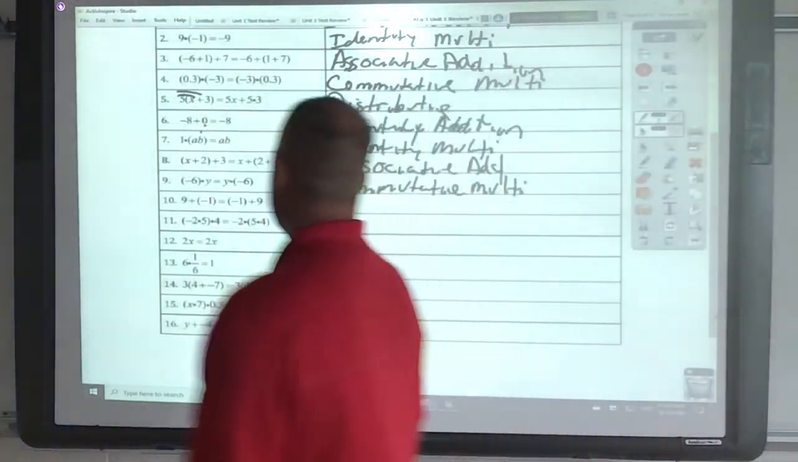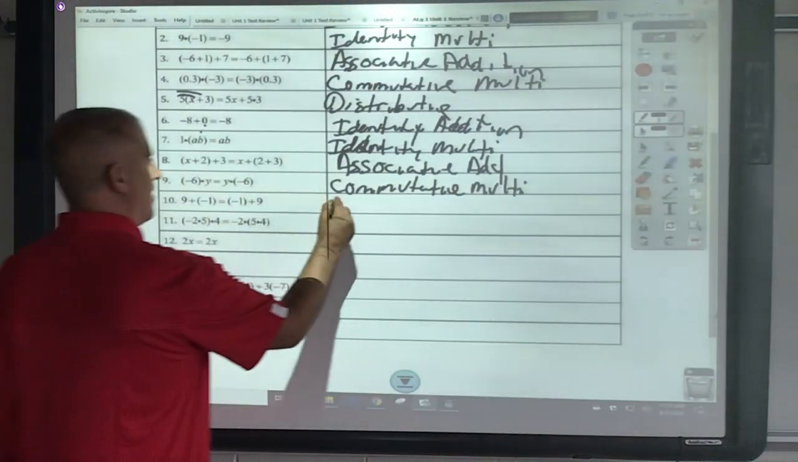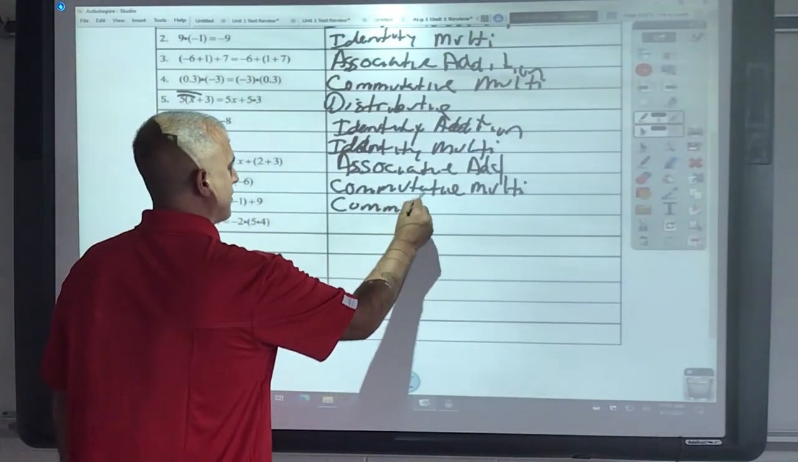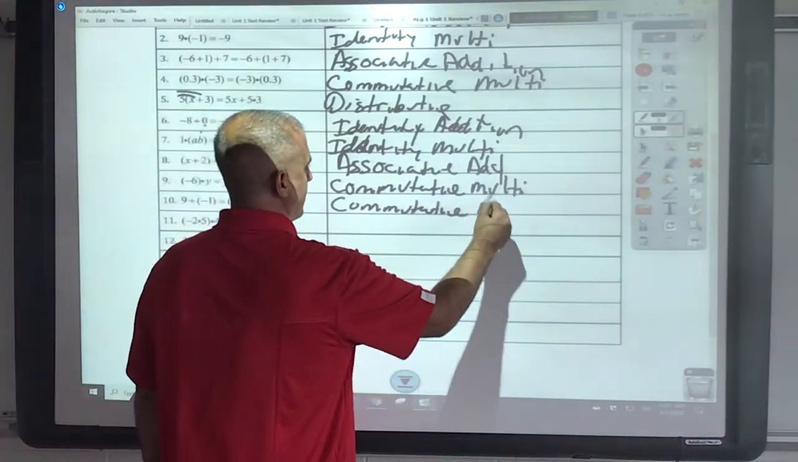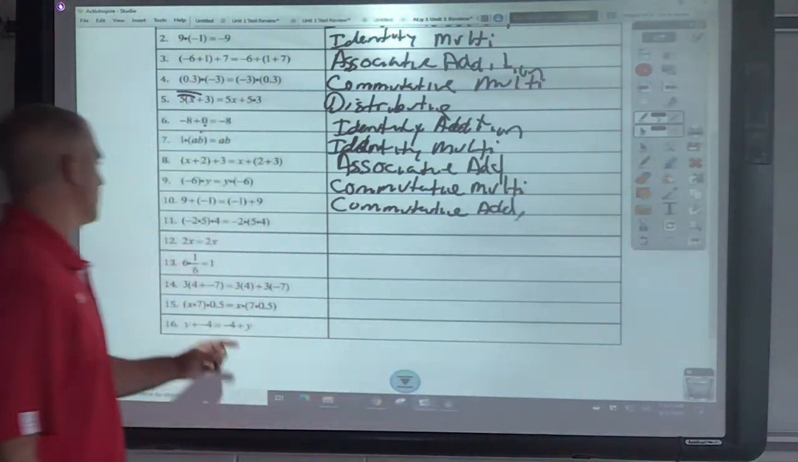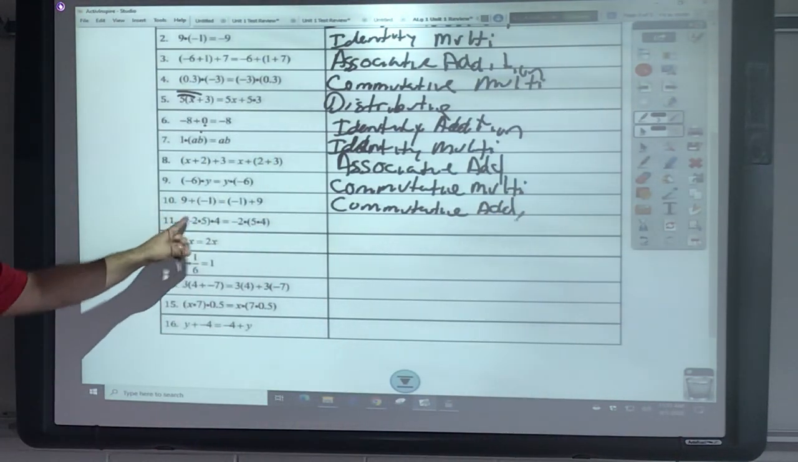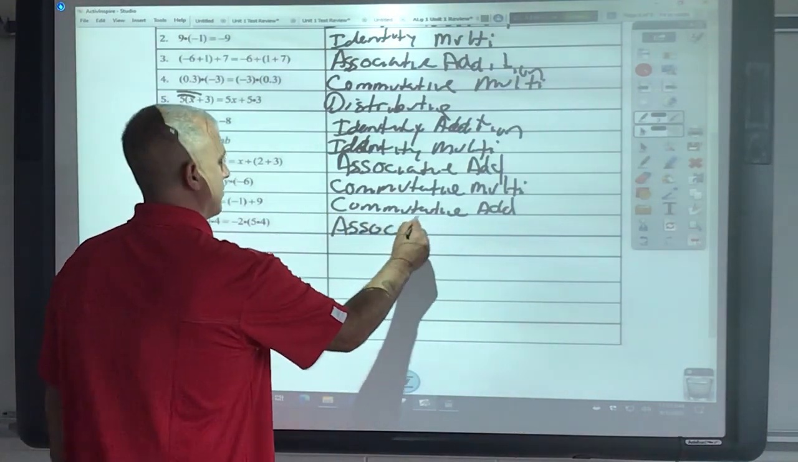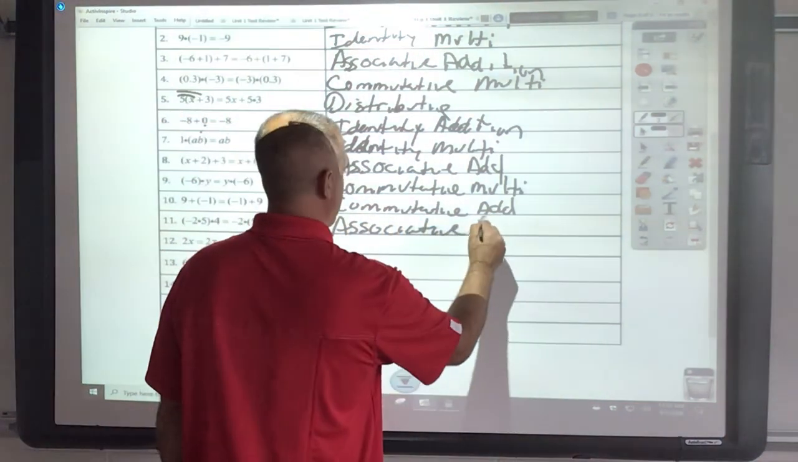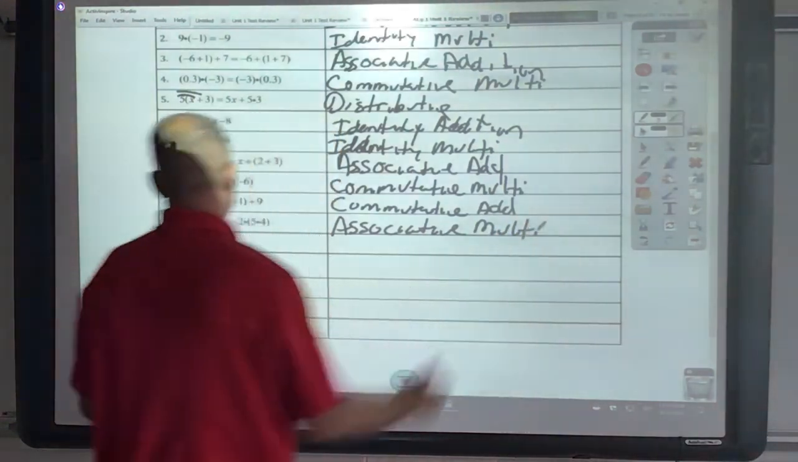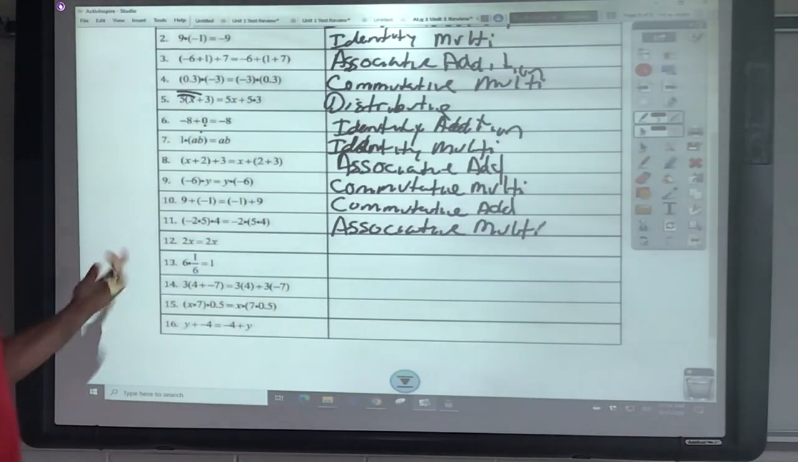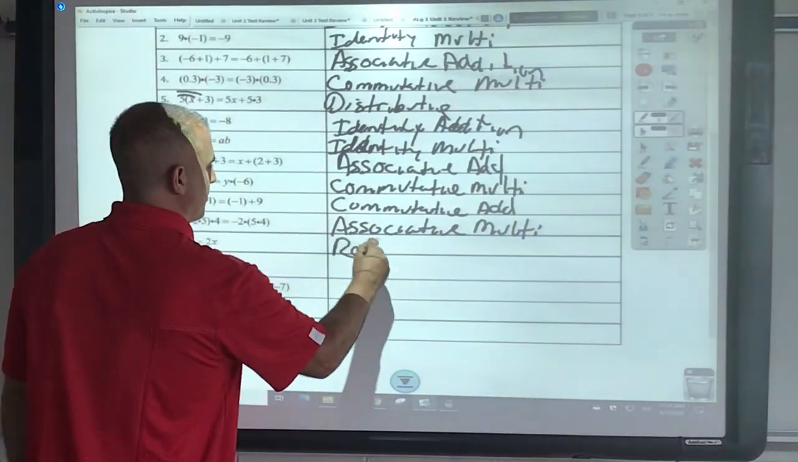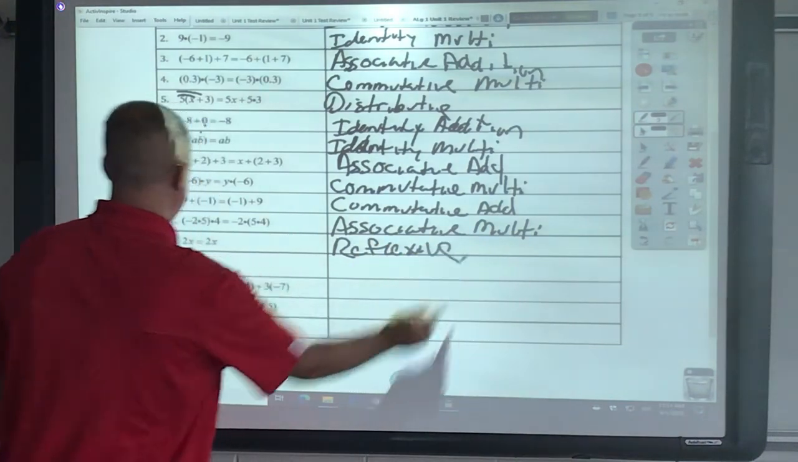Okay, moving on to this. This one is flipping around. That's commutative of addition. All right. The parentheses are moving around here, so this is associative. Okay, with multiplication. Same thing. When you get the same exact thing, it's like a reflection. We call it the reflexive property.